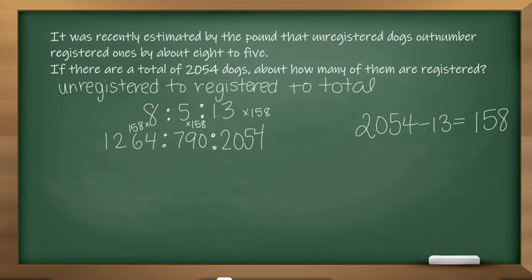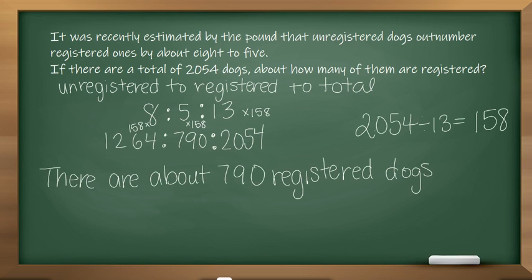So it says, if there are a total of 2,054 dogs, about how many of them are registered? So I'm looking for the registered dogs. Well, registered dogs is the number in the middle. So there are 790 registered dogs. So that's how we would solve that question, again using equivalent ratios.